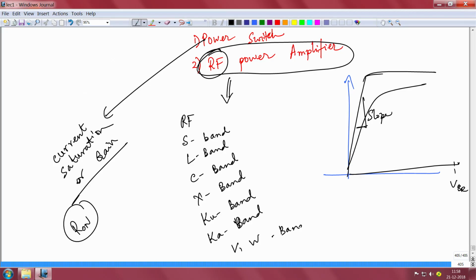These are different bands of RF devices. Okay, I think first should be L and then should be S. I'll check and let you know in the next class for sure, but I think it should be L and S. So this is 1 to 2 gigahertz of frequency in the electromagnetic waves.